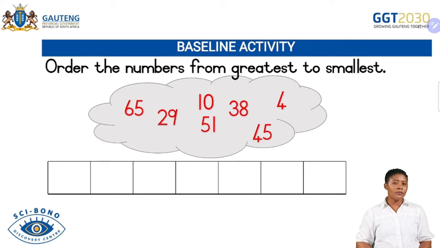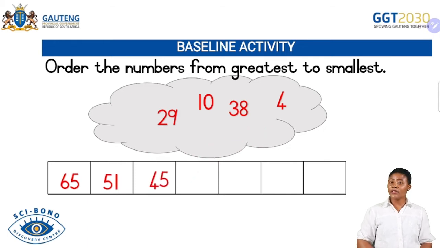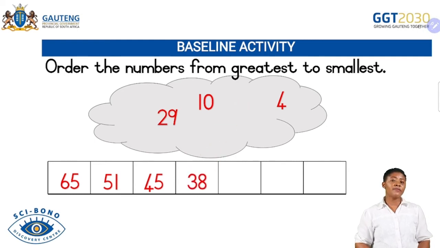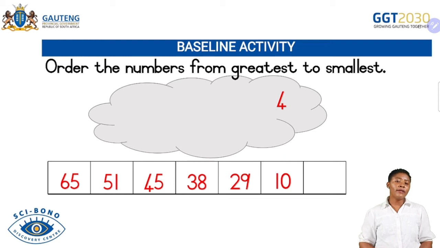We'll start with which number? Start with number 65. And the next number, 51, then 45, 38, 29, 10, and our last number is number 4. That's how we arrange our numbers from the greatest to the smallest. I hope you can see, grade 2s. All right, let's move on.